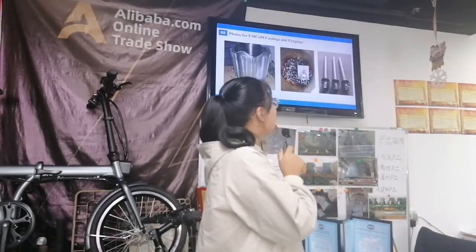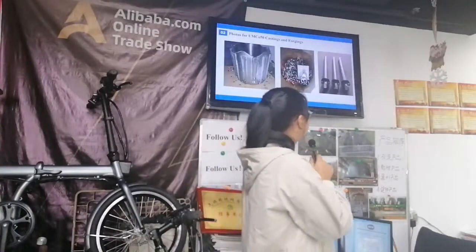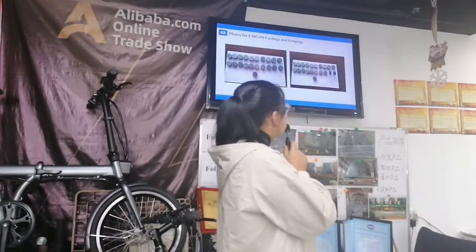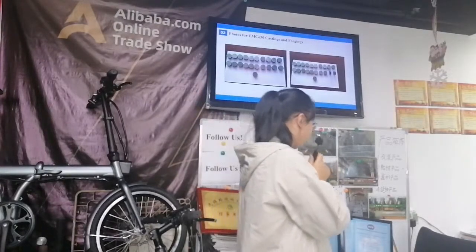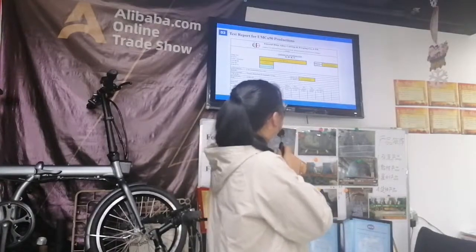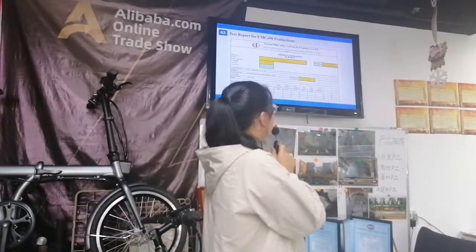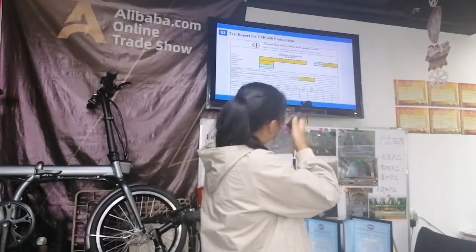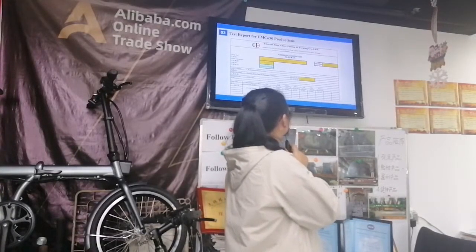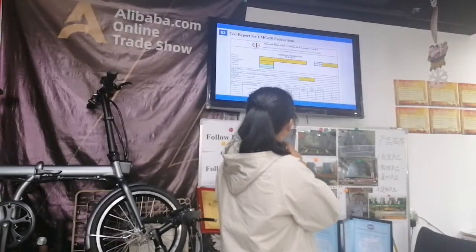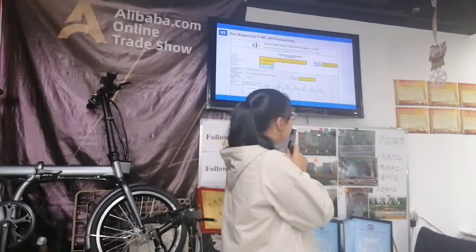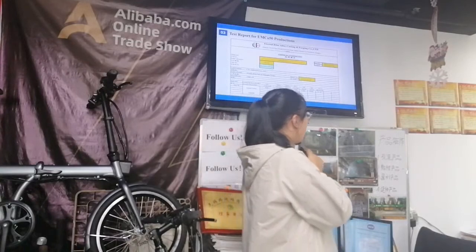Next, some photos for Cobalt 50 castings. Next, some photos for Cobalt 50 forgings. Next, test report for Cobalt 50 products. This test report is chemical composition. You can see the material is Cobalt 50. For chemical composition, the cobalt is about 15.10.